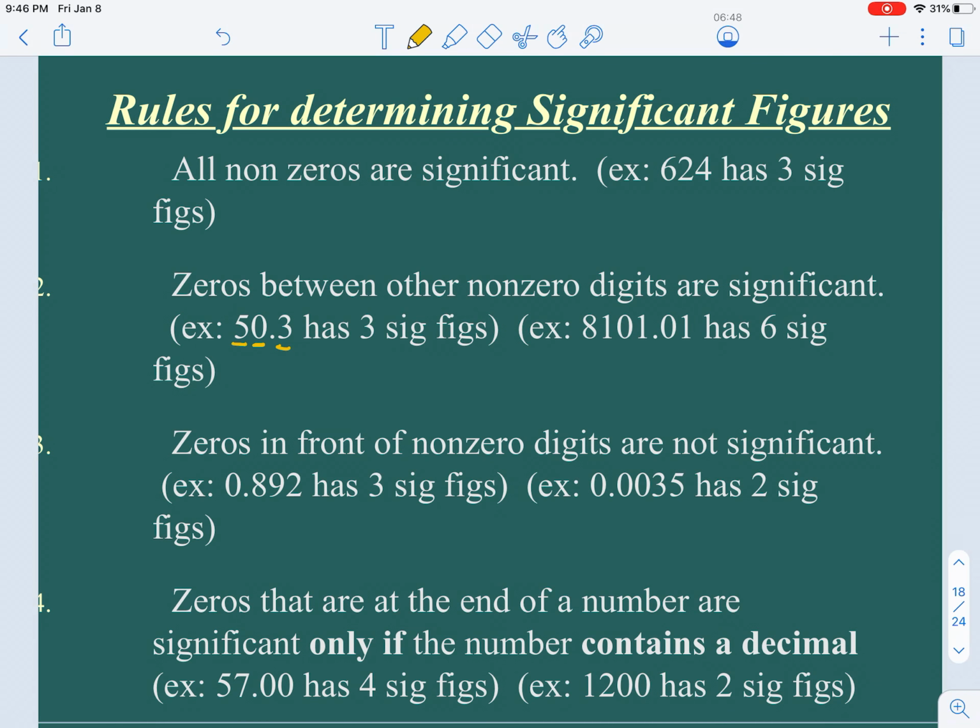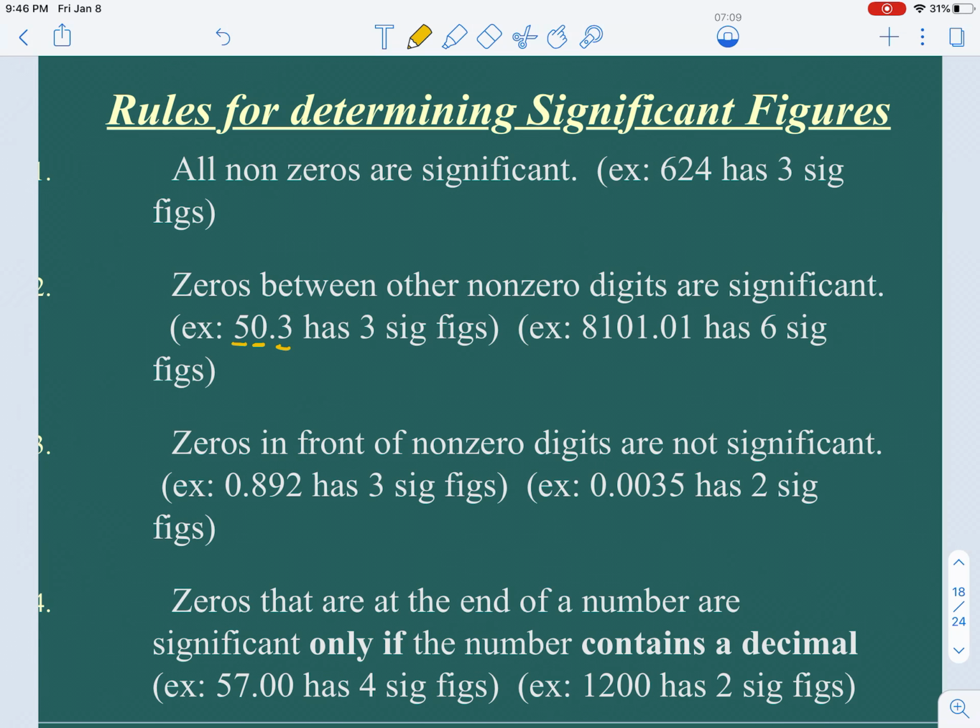Rule number 3 says zeros in front of non-zeros are not significant. So if we have a number that begins with a 0, those zeros will never count. All right, so they are always going to be insignificant. They will never be counted as significant figures.